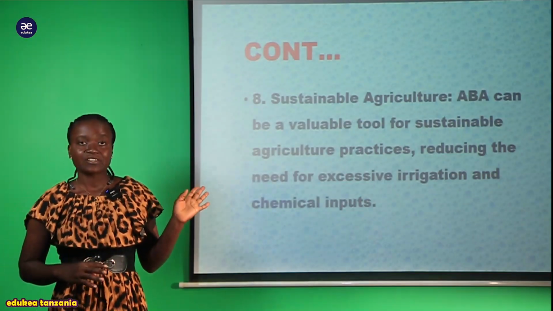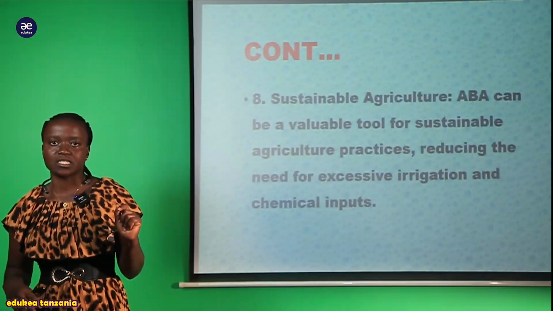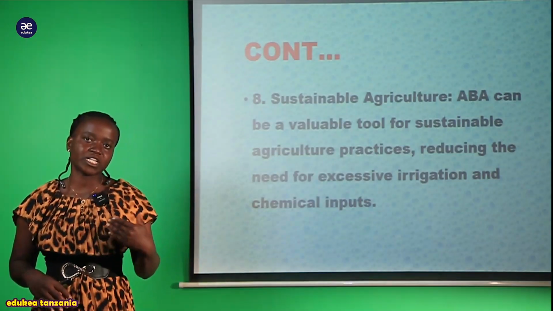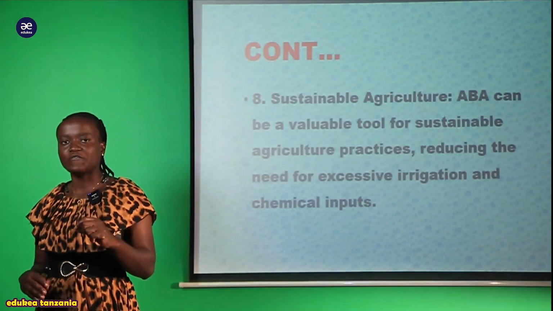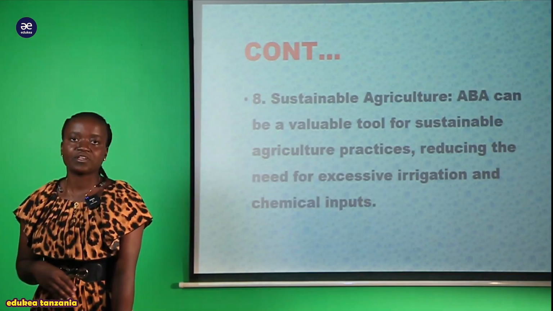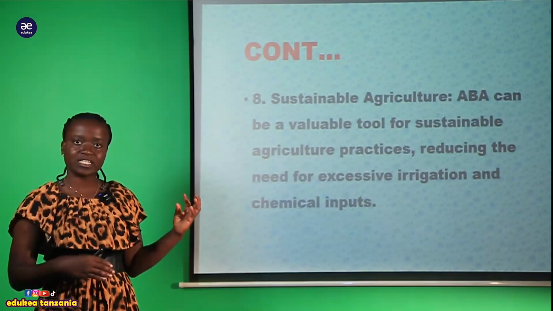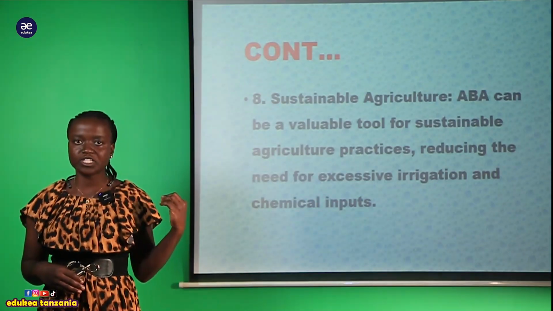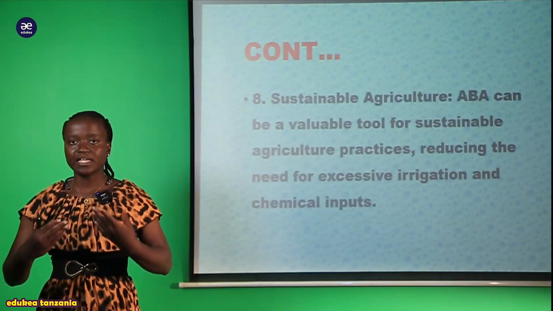So my students, those are the 8 points that are very critical in explaining the application of the abscisic acid within a plant. So make sure that you write all of those points, since it can help you while you are in the course of learning.